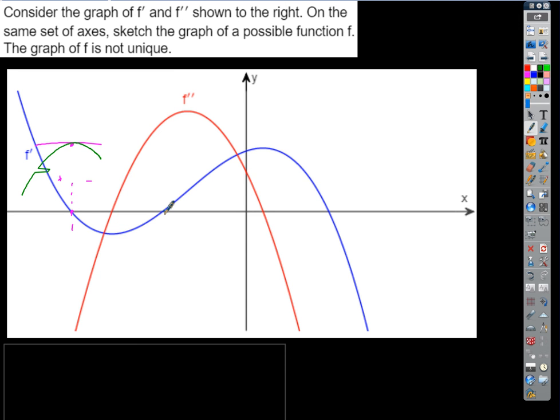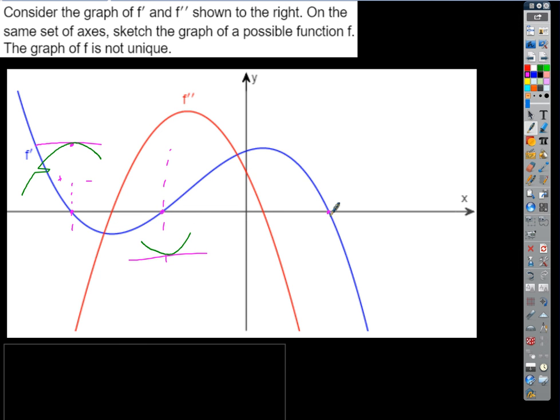Okay, another horizontal tangent. This one's going to be a minimum. Good. So we got a 0. We got a horizontal tangent. We know we're going from decreasing to increasing. So down here somewhere, we're going to get that behavior, right? And then we get another one over here, don't we?